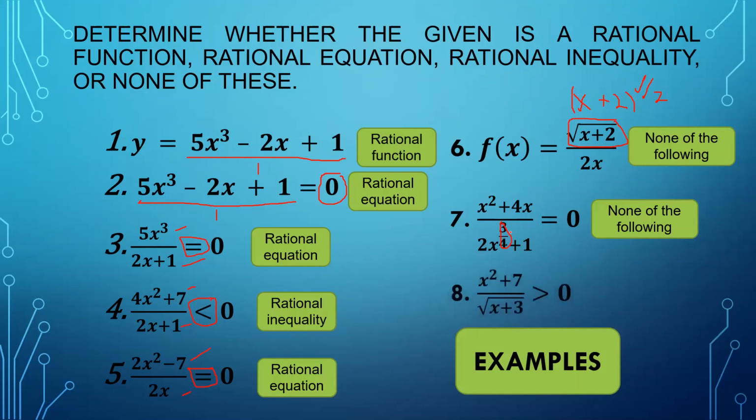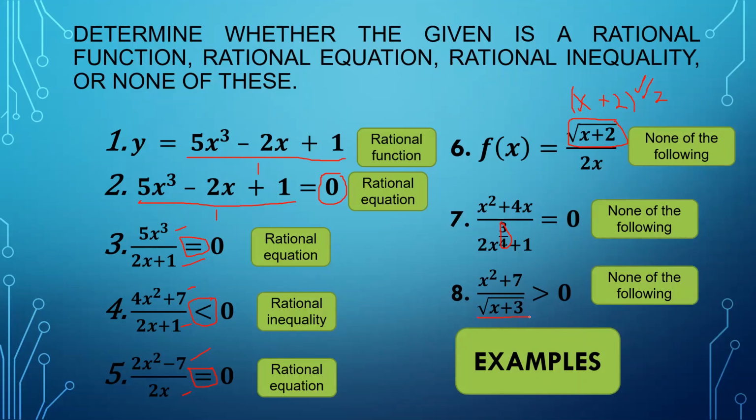And number 8, we have (x squared plus 7) all over the square root of x plus 3, greater than 0. So here, again, the given denominator, which is the square root of x plus 3, is not a polynomial. So therefore, the given expression is not a rational function, not a rational equation, not a rational inequality. So therefore, this is none of the given choices.